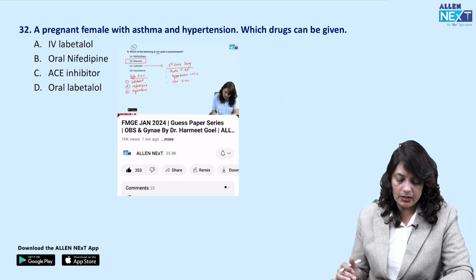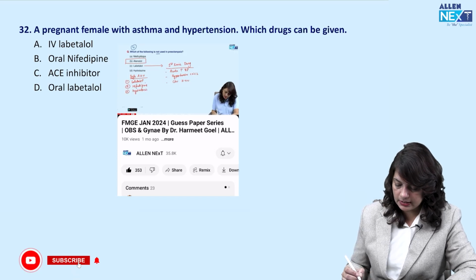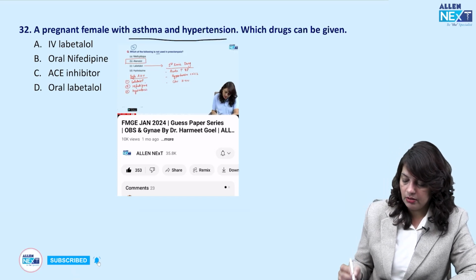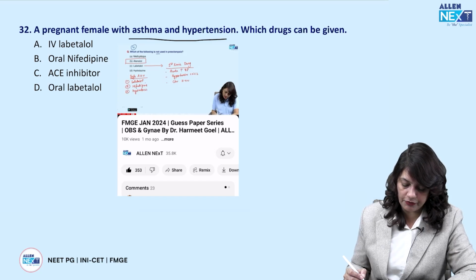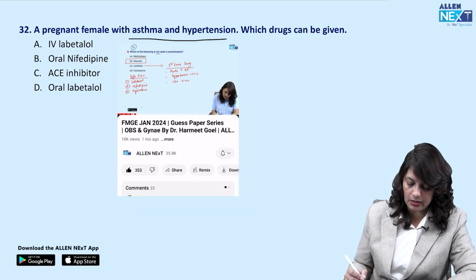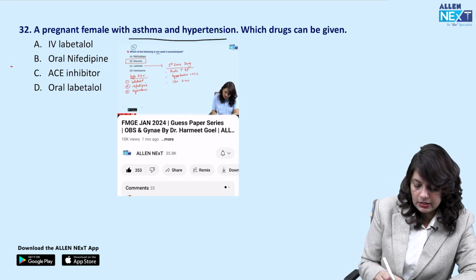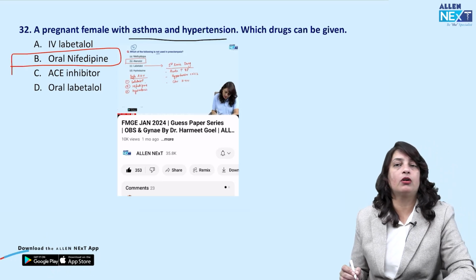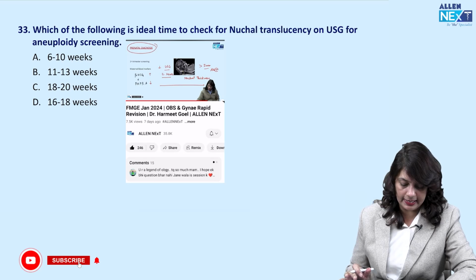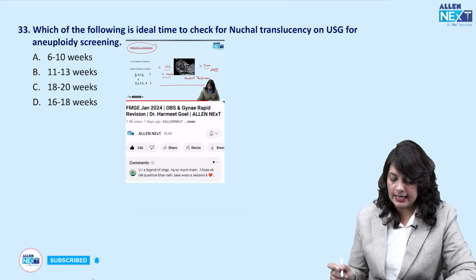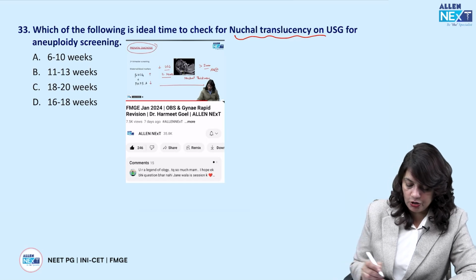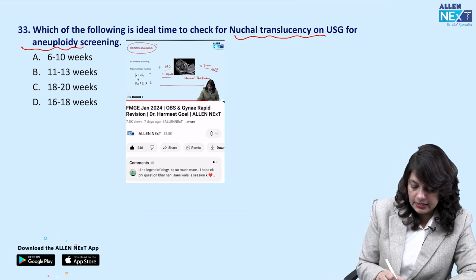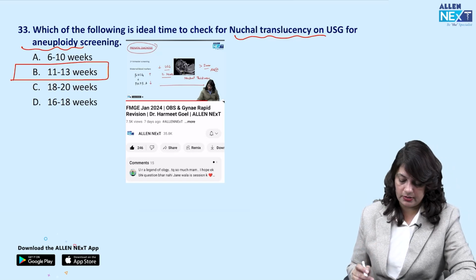Okay. Next, pregnant female with asthma and hypertension, what drug will you give? IV labetalol, oral nifedipine, ACE inhibitors or oral labetalol. So the answer to this question is calcium channel blocker, oral nifedipine. Next, which of the following is the ideal time to check for the nuchal translucency ultrasound? Aneuploidy. For aneuploidy, it is 11 to 13 weeks.